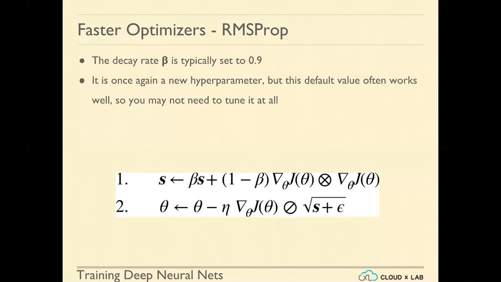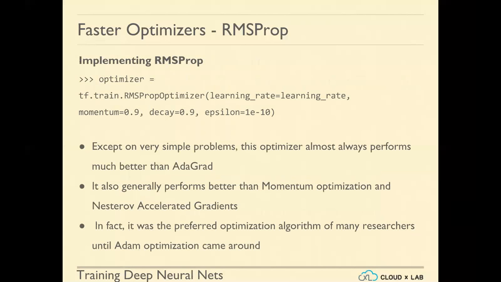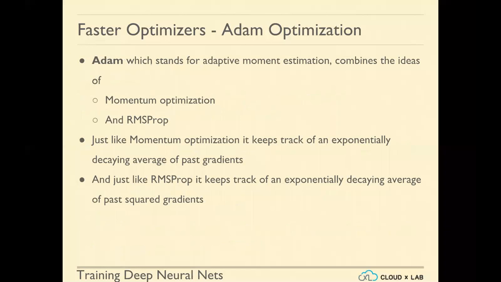So the decay rate beta is what is used in RMS prop. Moving ahead. Except on very simple problems, this optimizer almost always performs much better than Adagrad. It generally performs better than Momentum Optimizer and Nesterov accelerated gradient. In fact, it was the preferred optimization before ADAM optimization came around. So we talked about normal gradient descent, then Nesterov, then Adagrad, and then RMS prop.